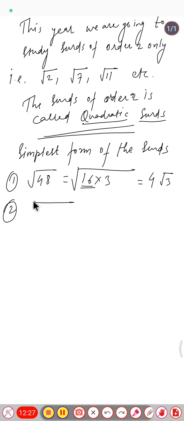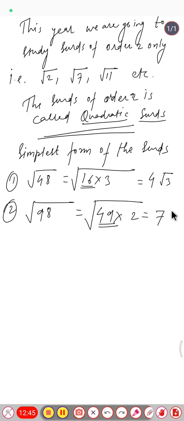Again we can say, if we take 98, so 98 is equal to 49 into 2. You know the square root of 49 is nothing but 7 root 2. Understand? So in this way we are going to the simplest form of the surd. It's a complex thing, we simplify it, that's why we call it the simplest form of the surd.